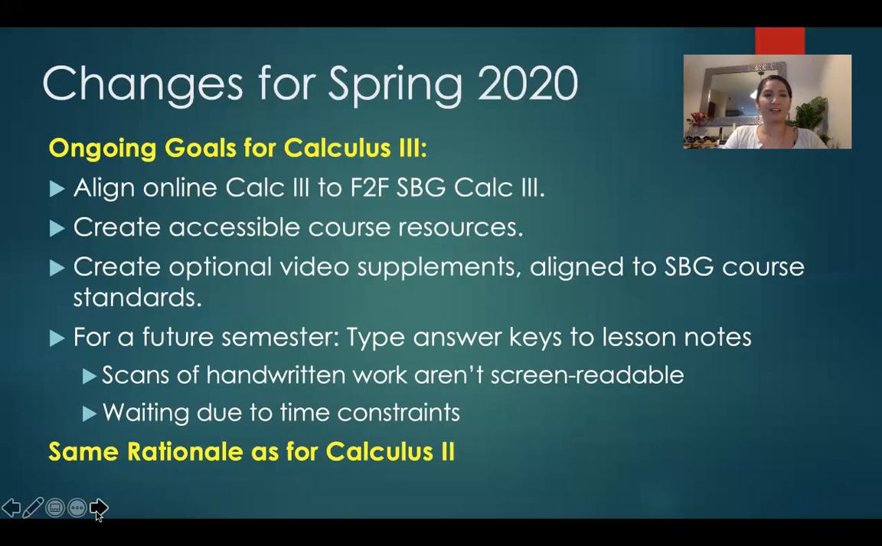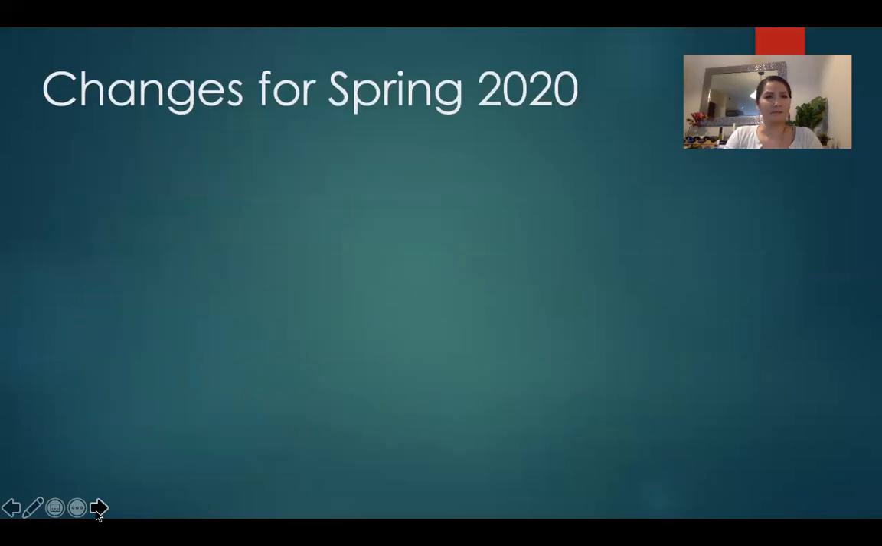And then the rationale for Calculus 3 is the same as for Calculus 2. I care about equity. I want all students to have access to the resources that they need to succeed in the class. And that's really the big one. And I think that an online student should have the same opportunity for an excellent education that a face-to-face student does.